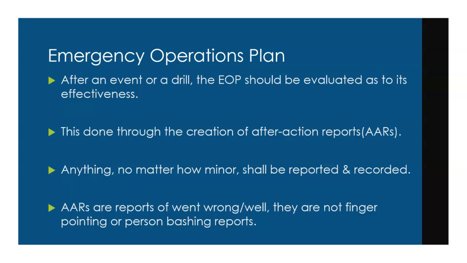Anything, no matter how minor, should be recorded and reported. And this is due to the fact that what may seem like an anomaly at the moment may not be. It may be something that's inherently wrong with the system and needs to be taken care of, because we know that small things can snowball into larger things. And if we don't take care of it now, during a real event or during something that's more intensive, that little glitch may not work.